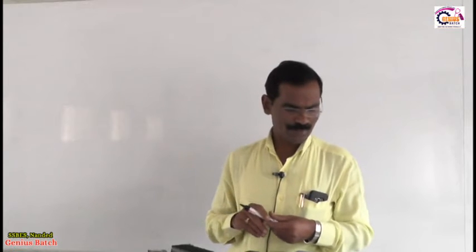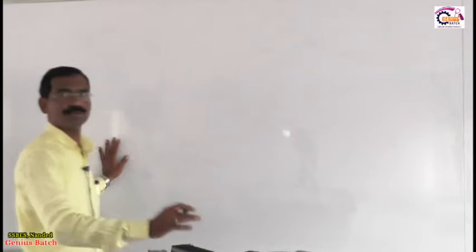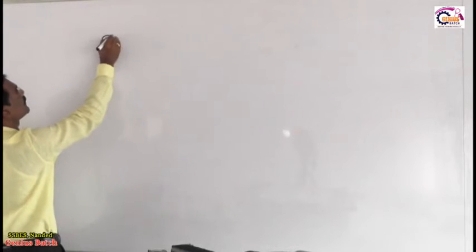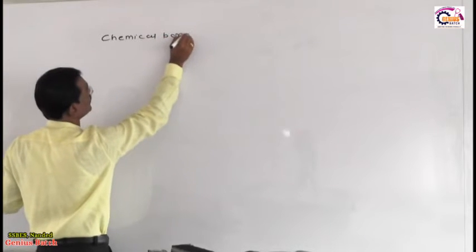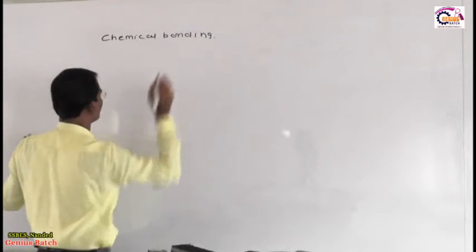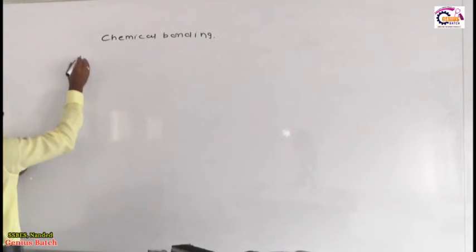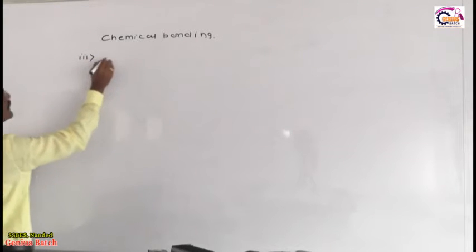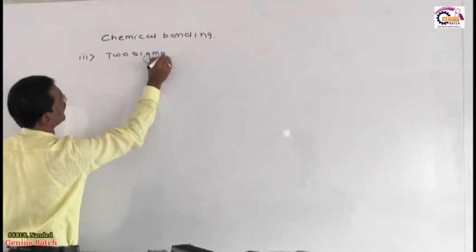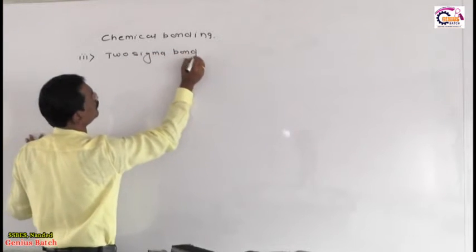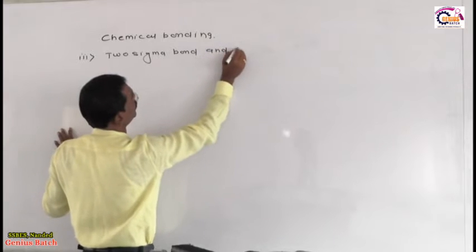So now I am discussing the third case with you. The third case is also very important. It is called 2 sigma bonds and 2 lone pairs of electrons. So listen very carefully, dear students. This is a very interesting matter in chemical bonding. This is the third case: 2 sigma bonds and 2 lone pairs.